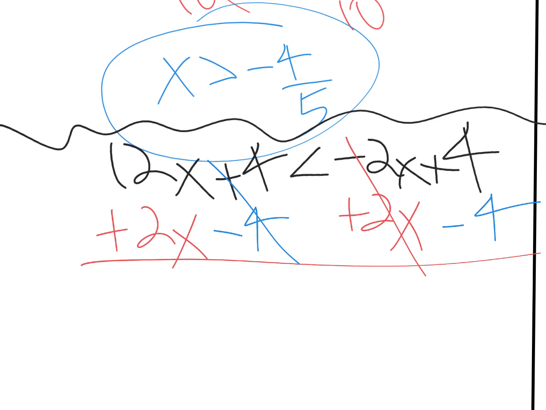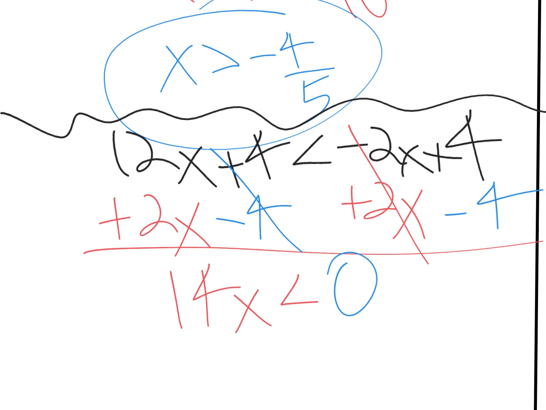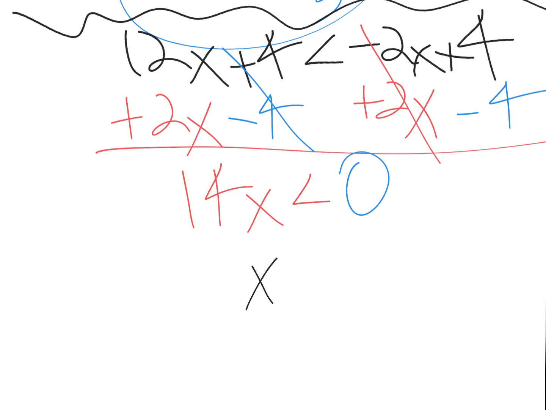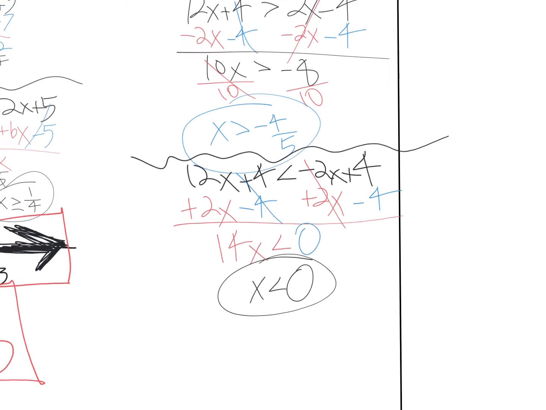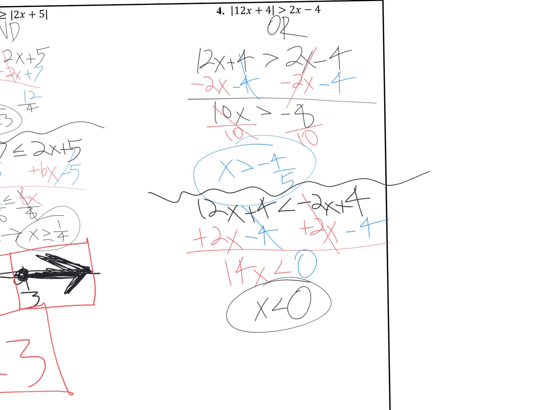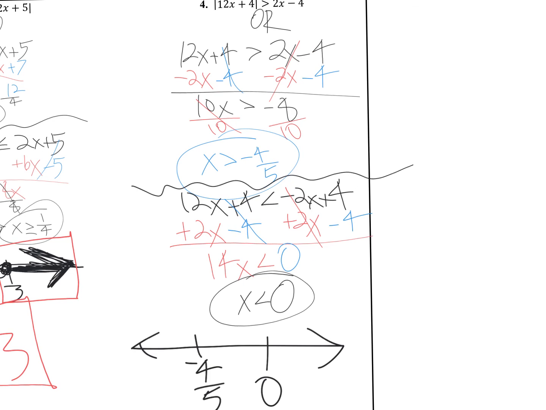And so 12x plus 2x is 14x. And then I'll have less than, and then 4 minus 4 actually cancels as well, making 0. So if 14x is less than 0, then x is less than 0. So I have my two answers, and I know it's an or problem. So let's look at the number line. If x is greater than negative 4 over 5, then it's going to shade to the right of negative 4 over 5. And if x is less than 0, then it's going to shade to the left of 0.